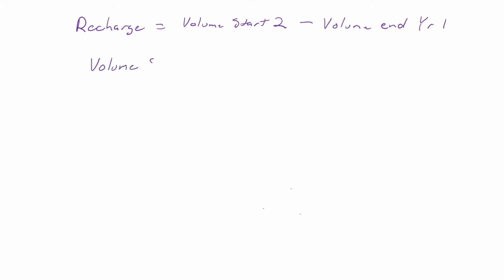So just to sort of put numbers to this then. So recharge equals volume at the start of year 2 minus the volume at the end of year 1. Volume at the start of year 2: VTP equals Q naught T1 over 2.3.